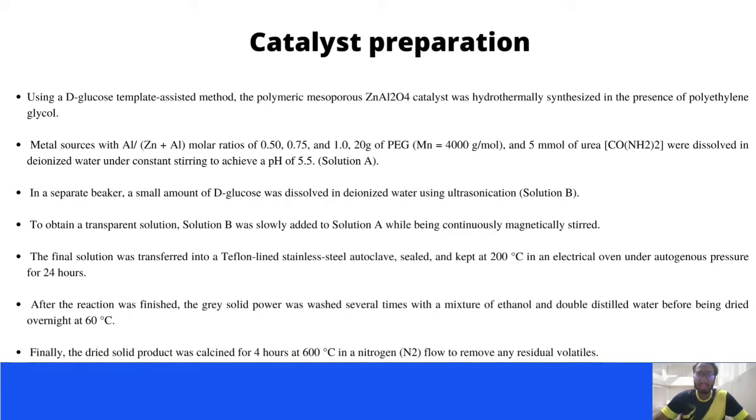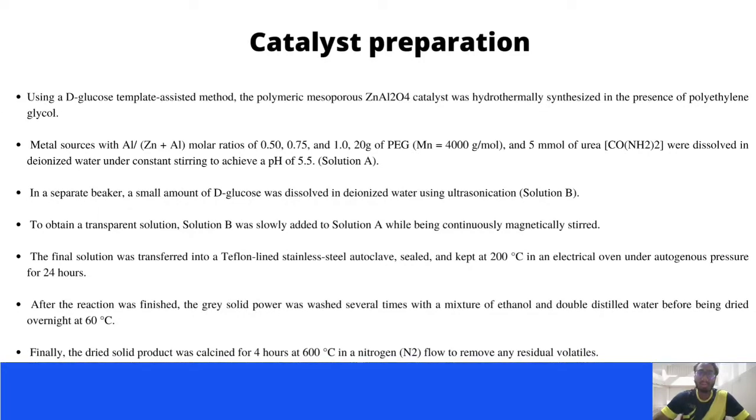Metal sources with aluminium over zinc plus aluminium molar ratios of 0.5, 0.75 and 1.0, 20 grams of PEG and 5 mole of urea were dissolved in deionized water under constant stirring to achieve a pH of 5.5, and this is solution A. In a separate beaker, a small amount of D-glucose was dissolved in deionized water using ultrasonication, and this is solution B. To obtain a transparent solution, solution B was slowly added to solution A while being continuously magnetically stirred.